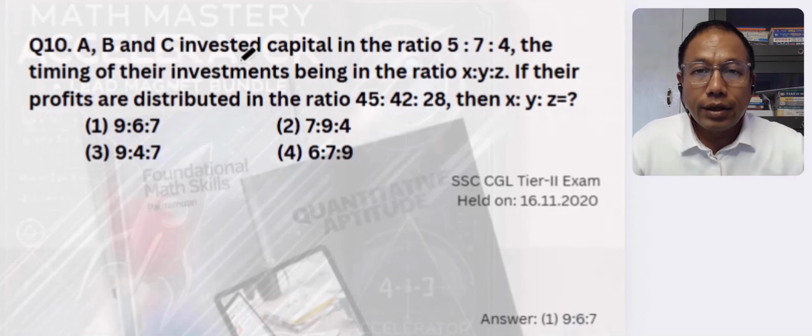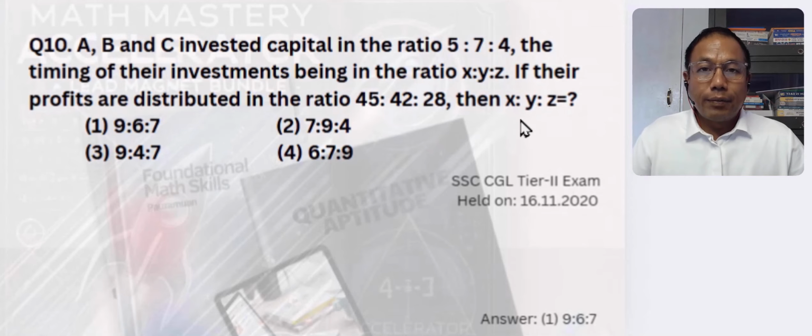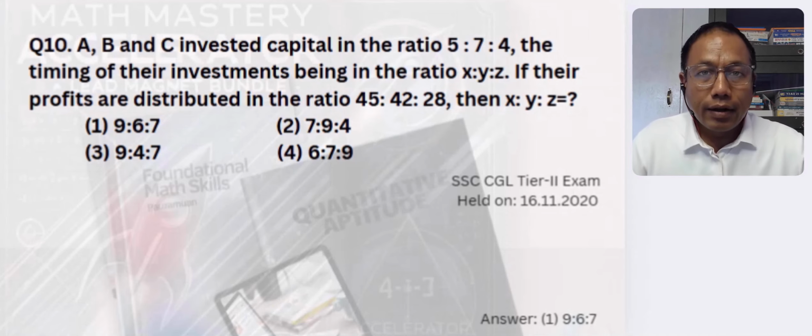A, B, and C invest capital in the ratio 5:7:4. The timing of their investments being in the ratio X:Y:Z. If their profits are distributed in the ratio 45:42:48, then X:Y:Z is. Investment can be capital or time. You have to multiply all the investments. Now here multiply 5 and x, all the investments. That must be equal to the profit.